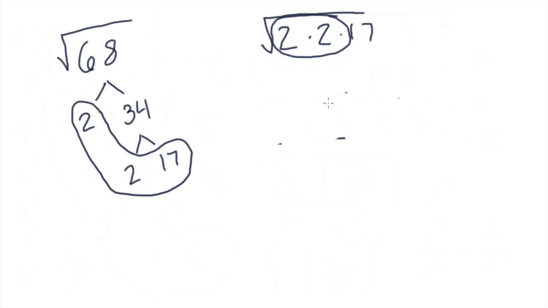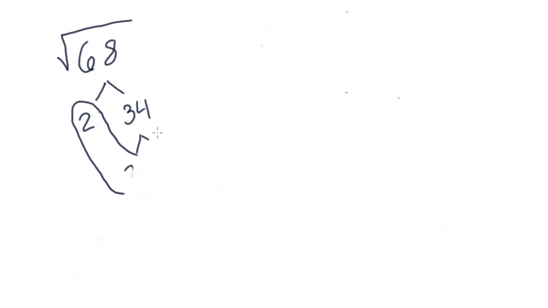Let's try one where we're not able to divide it by 2 right away. We're going to have to start with another number instead of 2. So let's do the square root of 99. So 99 is an odd number, right? Which means if it's an odd number, it's not divisible by 2. All even numbers are divisible by 2, and all odd numbers are not divisible by 2.